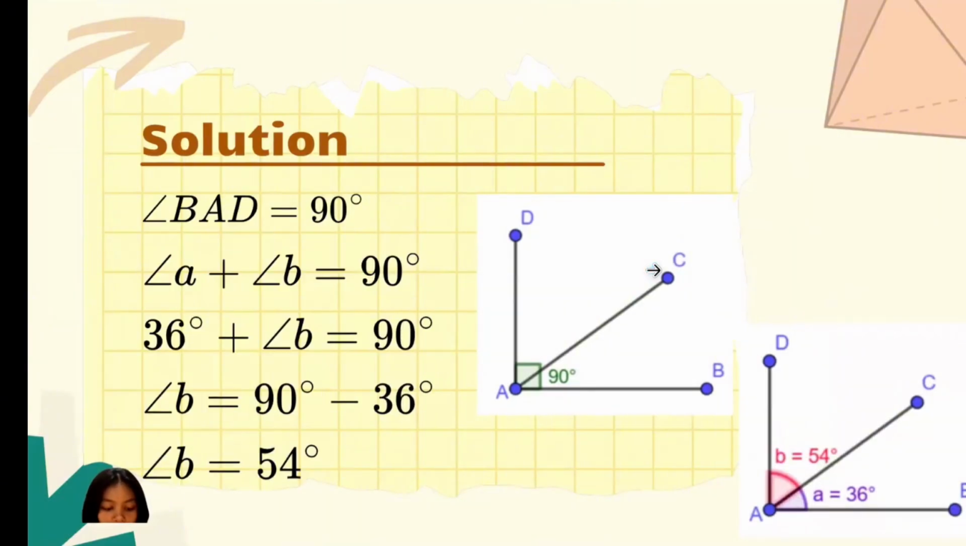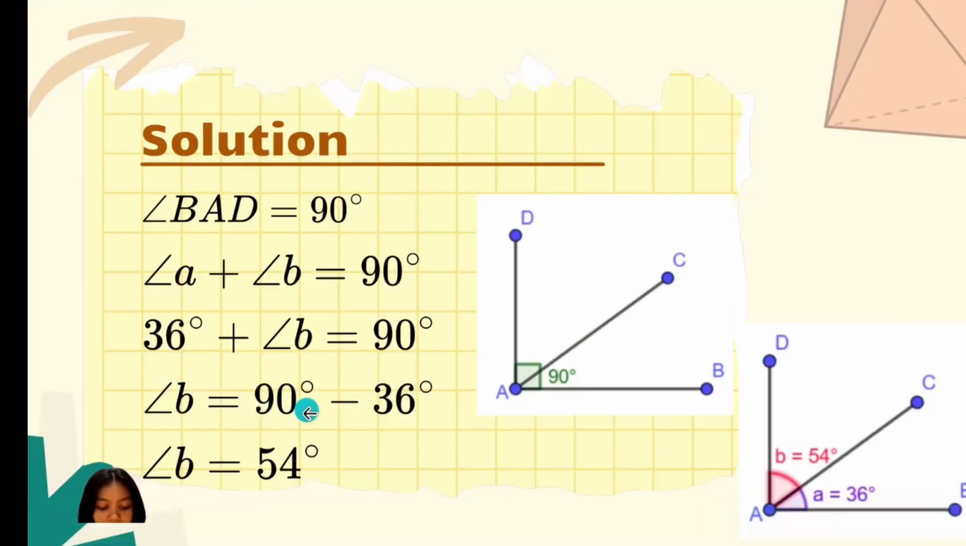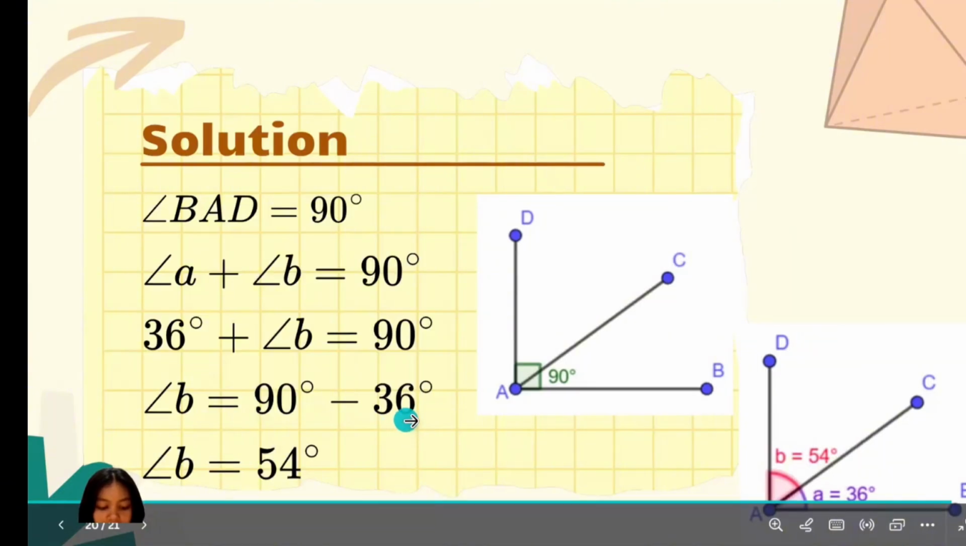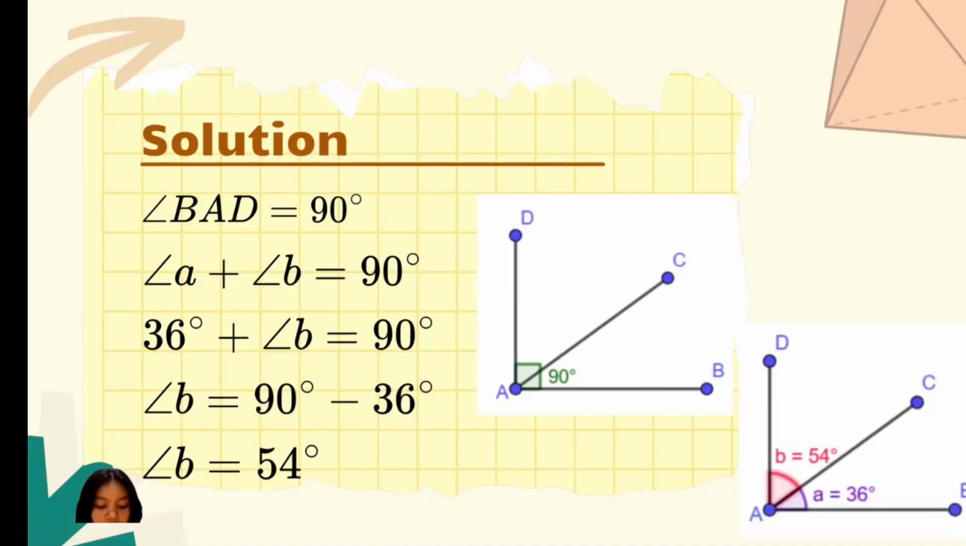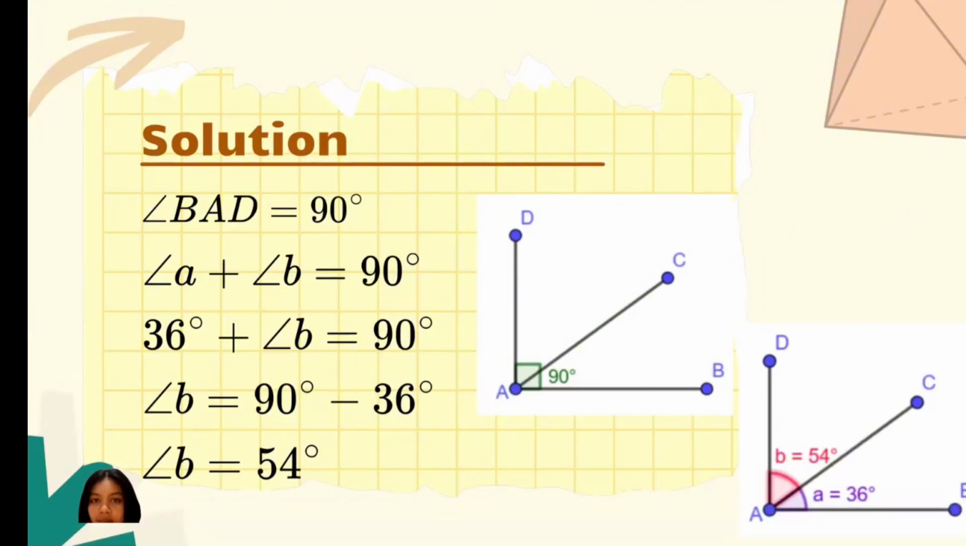So the total of angles A and B is 90 degrees. We know the size of angle A is 36 degrees. So, the size of angle B is 90 degrees minus 36 degrees, and then we get the size of angle B is 54 degrees. Do you have any question about solving this problem?